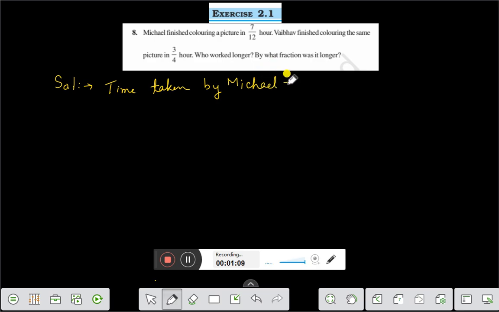Time taken by Michael is 7 by 12 hours. And time taken by Vaibhav, that is V A I B H A V, is 3 by 4 hour.